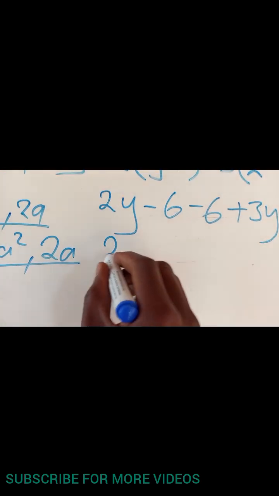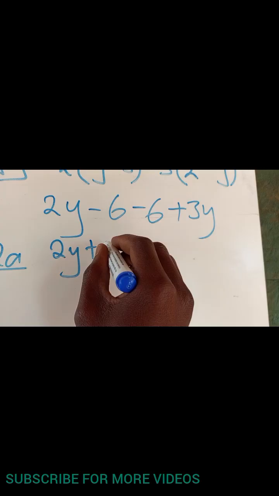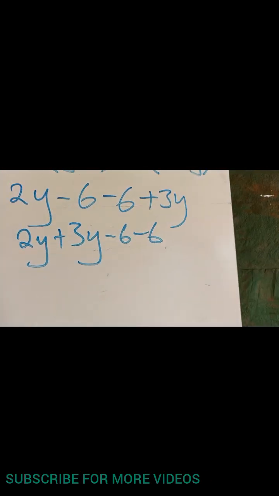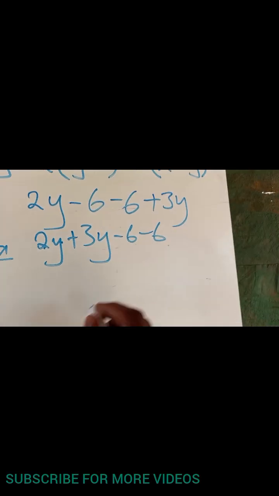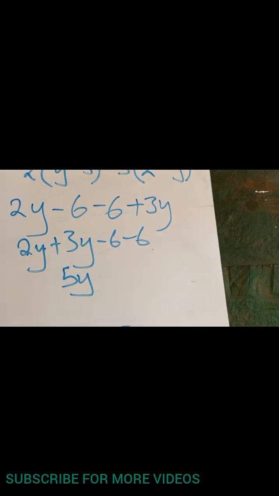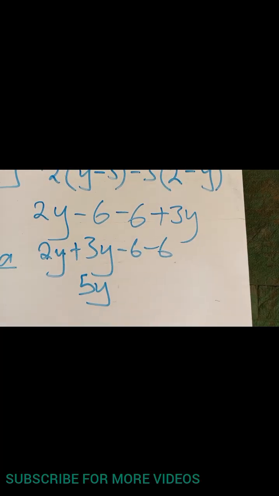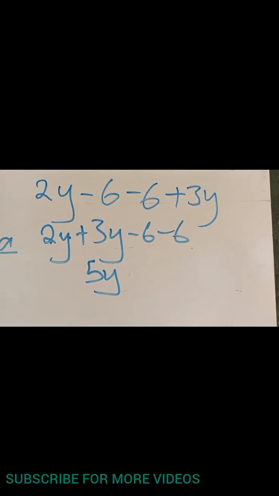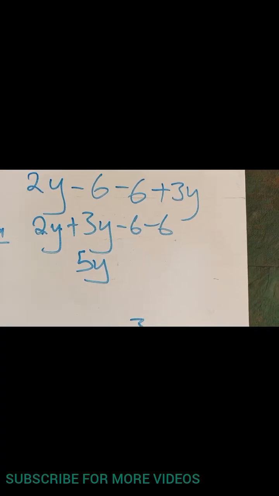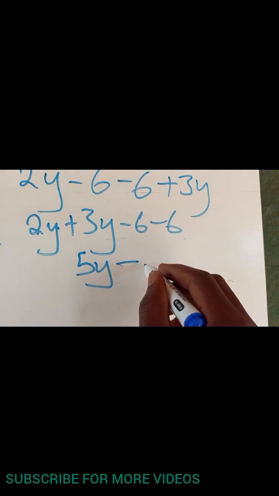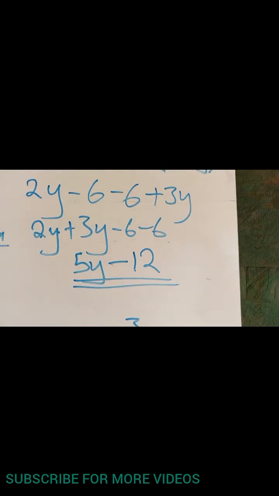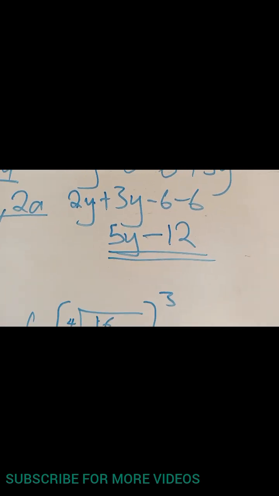So to collect like terms, we're going to have 2y plus 3y minus 6 minus 6. So 2y plus 3y, we're going to have 5y. Then negative 6 minus 6, we are going to have a negative 12, because same signs we add and maintain the sign. So we're going to have negative 12. So this is the answer that was required on question 1.